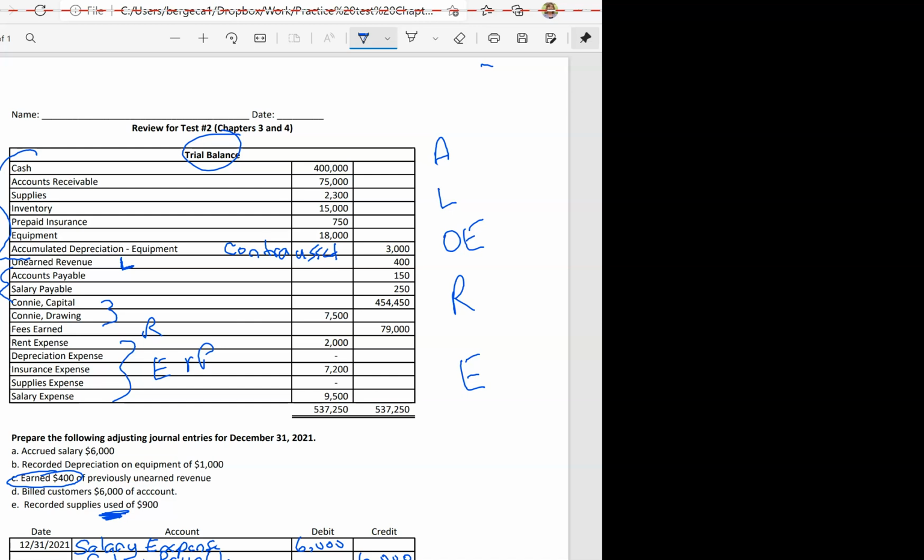So that is how to make these adjusting journal entries, and a little reminder about our normal balances and whether or not we're trying to make them go up or down.